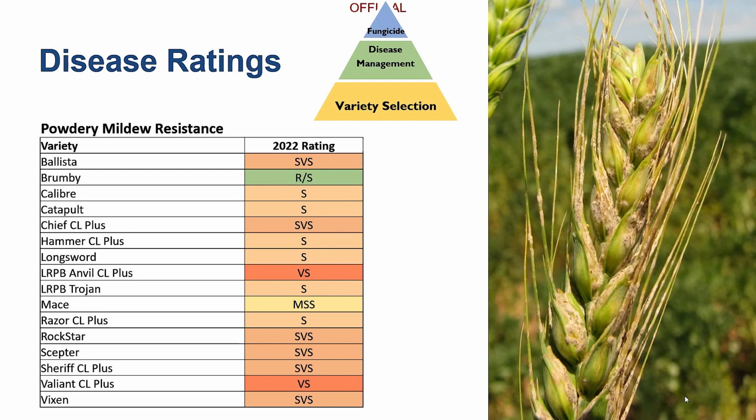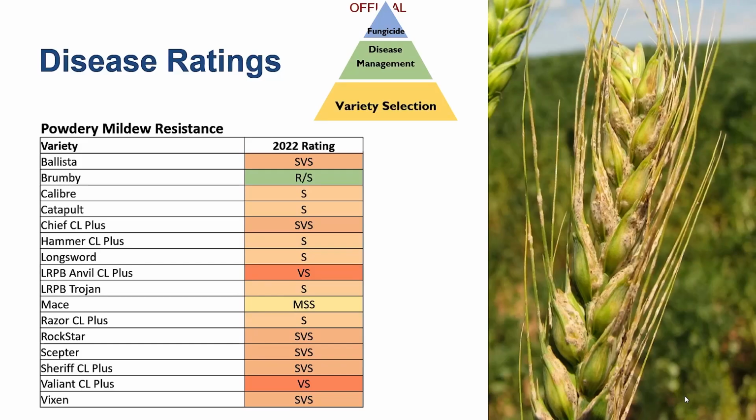The breeders are working really hard on this now, which is positive, and we're hopefully getting more sources of resistance coming through. We've had Brumby, a variety from Intergrain, which you can see is green up there. When it first came out, it was resistant to powdery mildew. So that's really good news, but it is a little bit tricky at the moment.